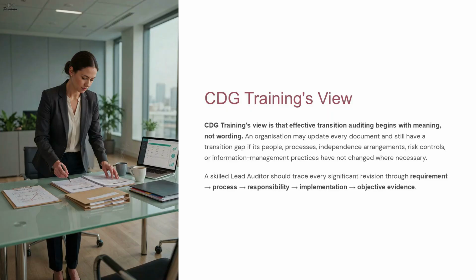CDG Training's view is that effective transition auditing begins with meaning, not wording. An organization may update every document and still have a transition gap if its people, processes, independence arrangements, risk controls, or information management practices have not changed where necessary. A skilled lead auditor should trace every significant revision through requirement, process, responsibility, implementation, objective evidence.